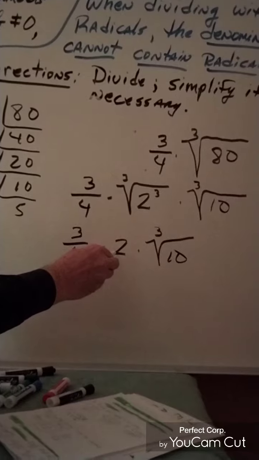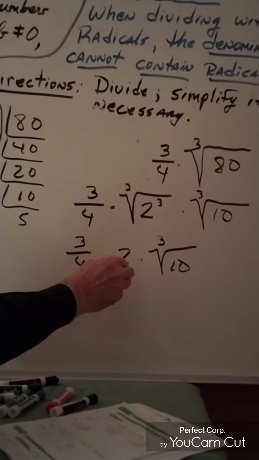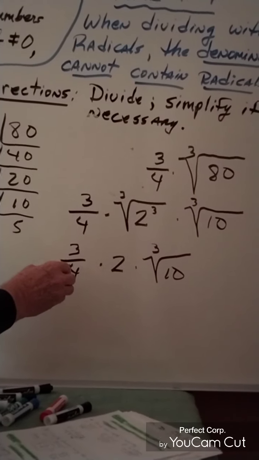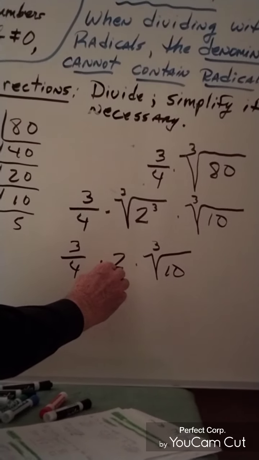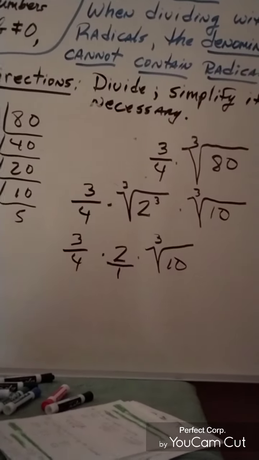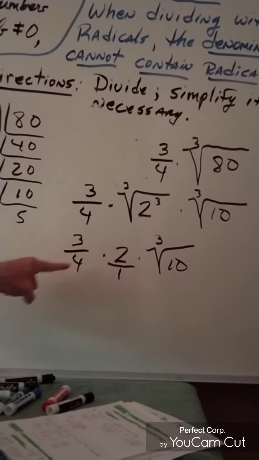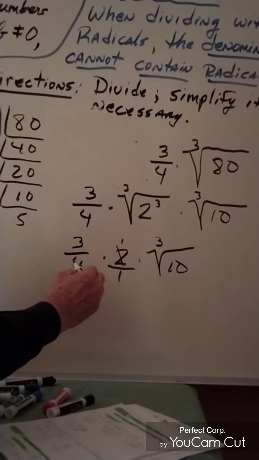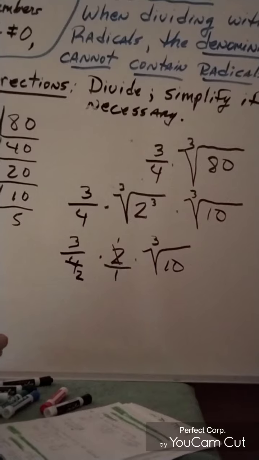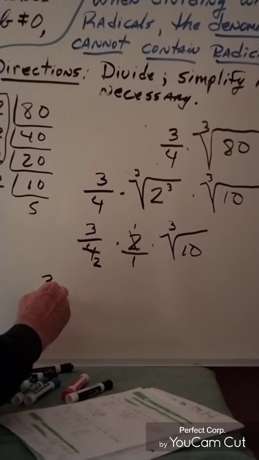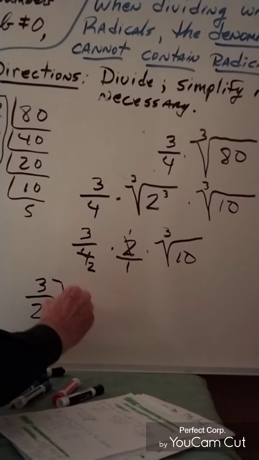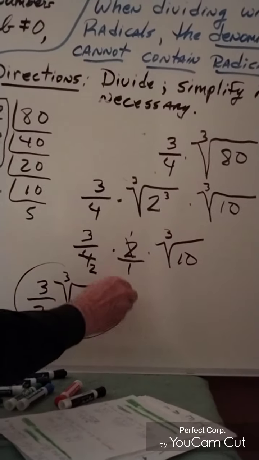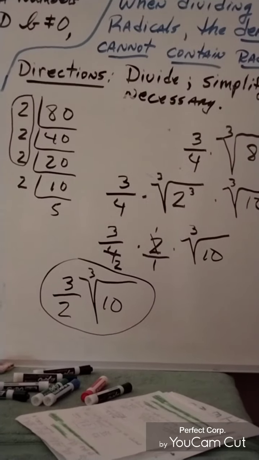Now, folks, that 2 that you see right there, we need to probably write it as a fraction because this 2 has got to be multiplied with that 3/4, and it would look better if we made it a fraction and wrote it over 1. We could then cross cancel, and we need to. 2 will divide into itself once, and 2 will divide into 4 twice, and we'll have 3/2 multiplied by the cubed root of 10, and we can put that little guy to bed. He's done.